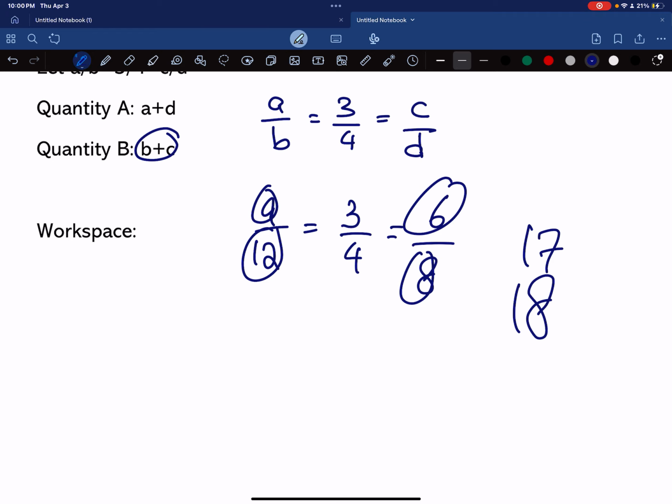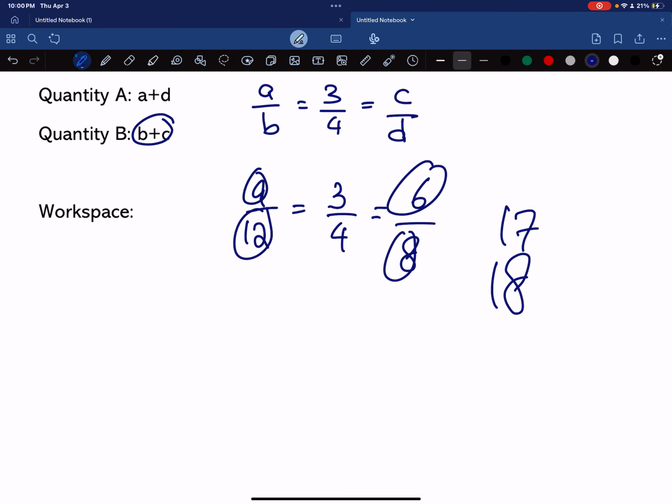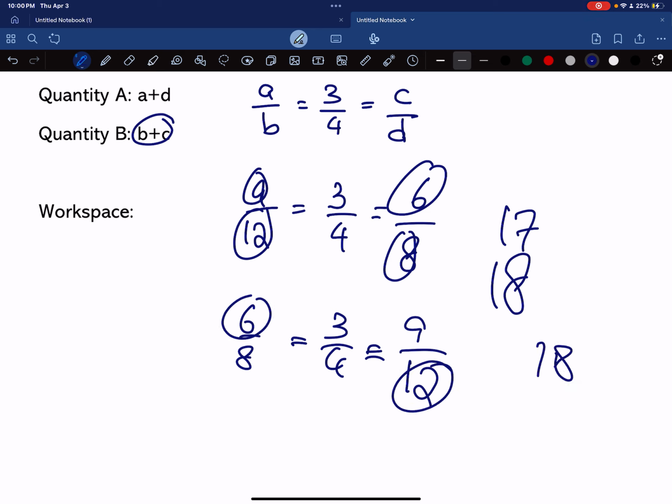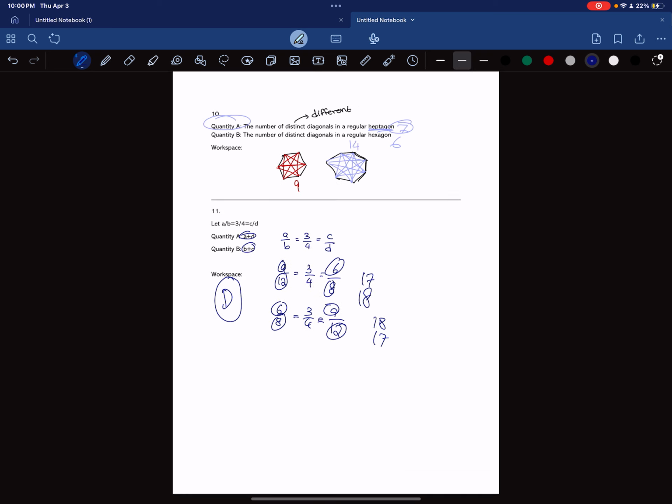However, what if it was flipped around? We could have the same 6 over 8 here, and then the 9 over 12 here, right? In that case, A plus D would be equal to 18, and then B plus C would be equal to 17. Now, A is greater than B. So what does that mean? D, there's not enough information to let us give an answer.